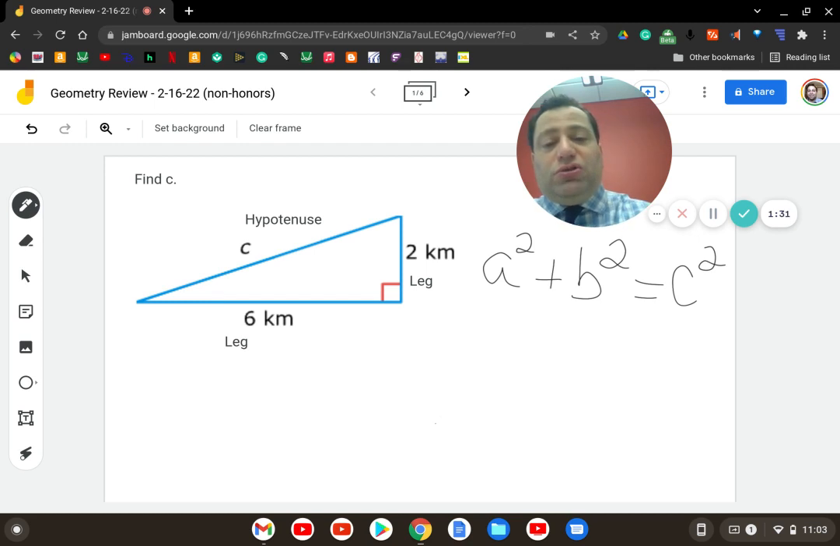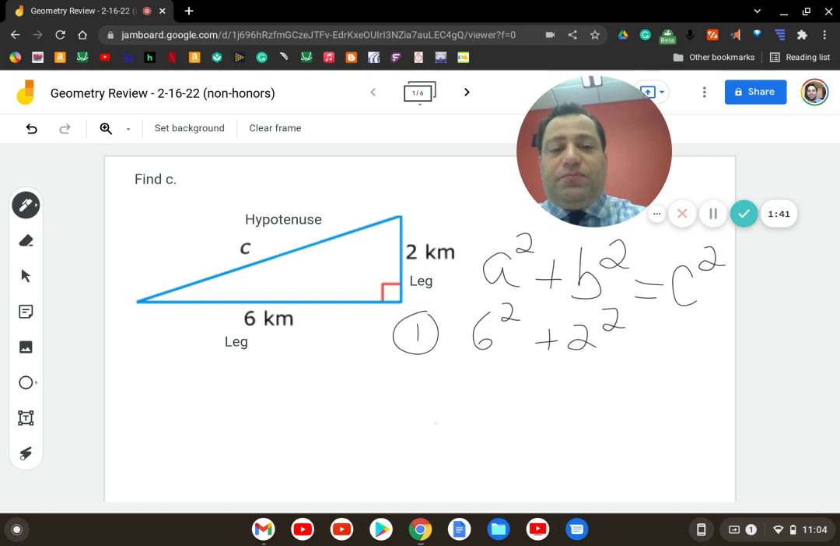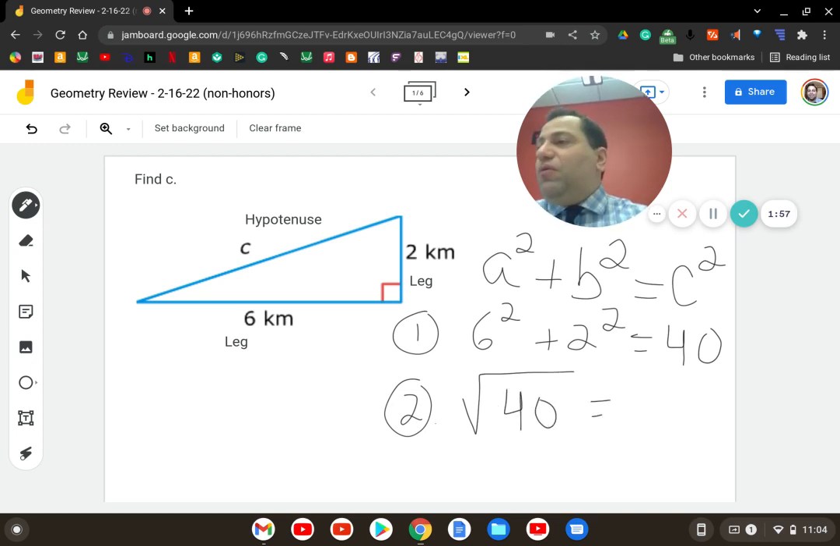In order to do this, it's a two-step process. We're first going to plug in our leg values for a and b. We get 6 squared plus 2 squared. When I do 6 squared plus 2 squared, I get 40. The second step is to take the square root of the answer that you got, so the square root of 40. When I take the square root of 40, I get 6.3 as an answer. So that is the missing hypotenuse. Here, you try one.